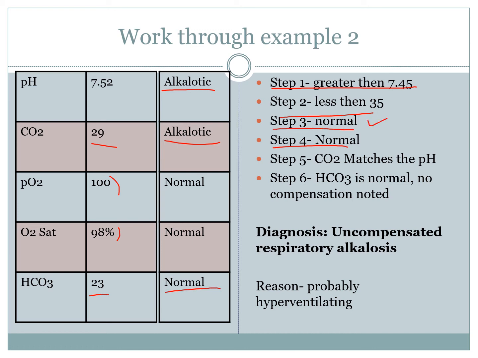Breaking that down, we have a respiratory problem because CO2 matches the pH. Okay, so therefore we automatically know that it's a respiratory alkalosis. Now, if the bicarbonate was acidotic values, meaning less than 22, then we would have signs of compensation. But because we don't, we'll diagnose this one as an uncompensated respiratory alkalosis.